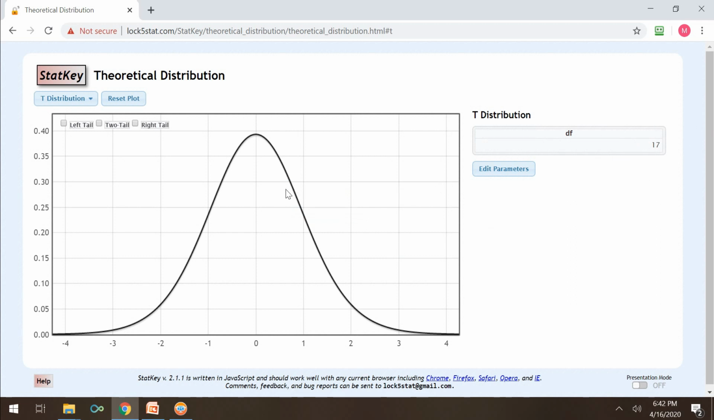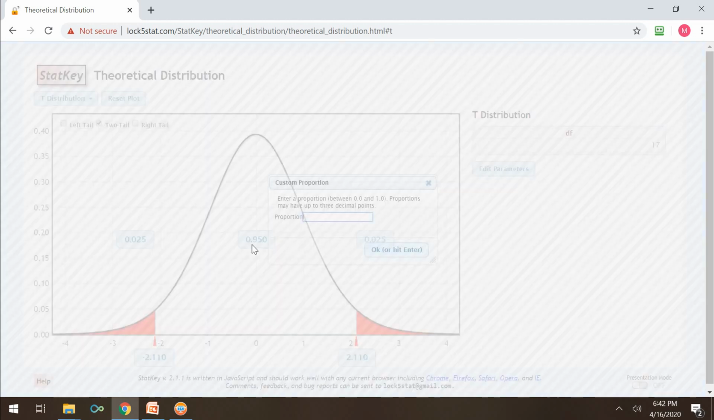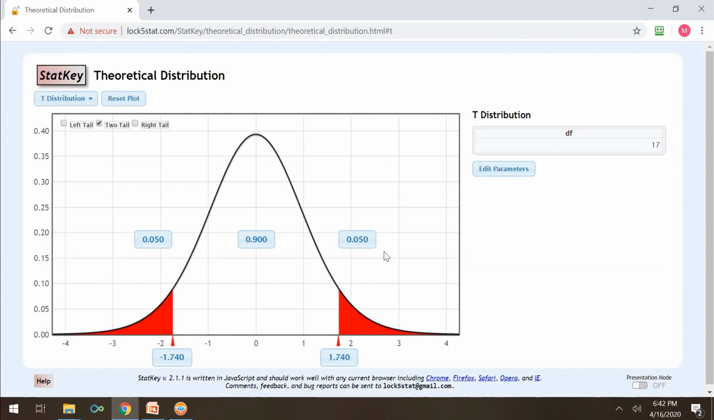Now, they told me I need to leave 5% on each tail, meaning this would be a two-tail. And since I need 5% on each tail, the midsection needs to be 90. So once you enter all the information needed, the question was, what are the endpoints? So I need to look at the scale down there. The endpoints are 1.74 and negative 1.74.